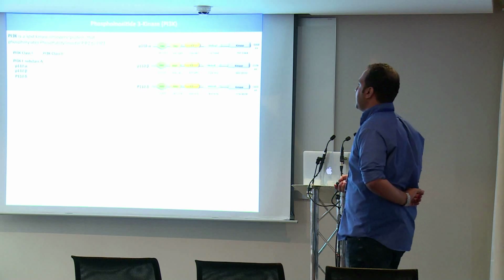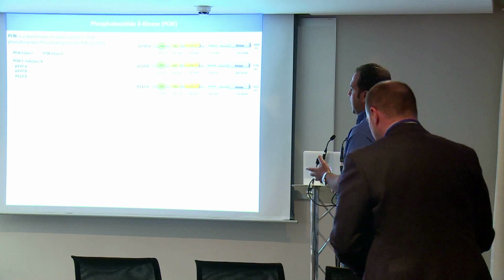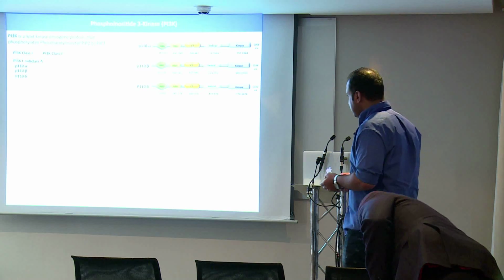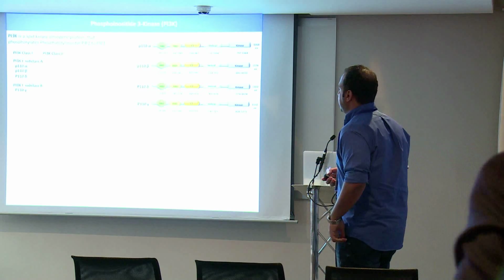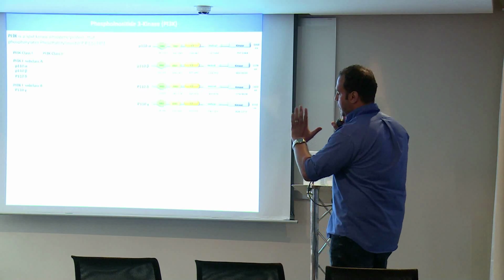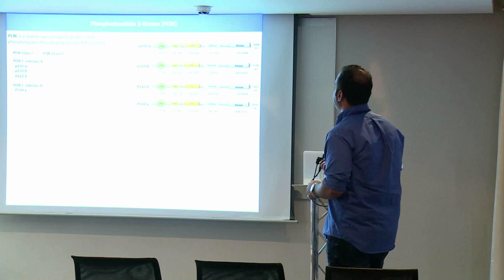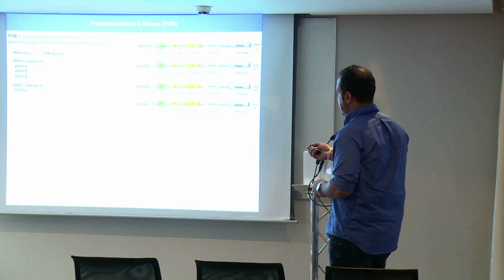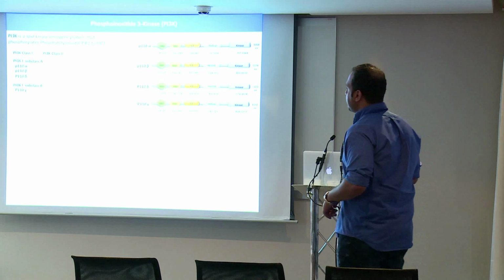Class 1A contains 3 proteins: p110 alpha, beta, and delta. Class 1B contains p110 gamma. All of them have a similar domain distribution: an adaptor-binding domain, an RBD domain, which we will intensively focus on, and a C2 and helical and kinase domain.